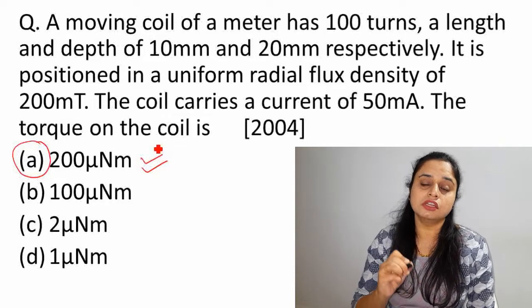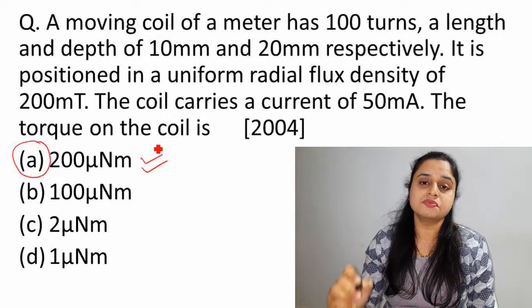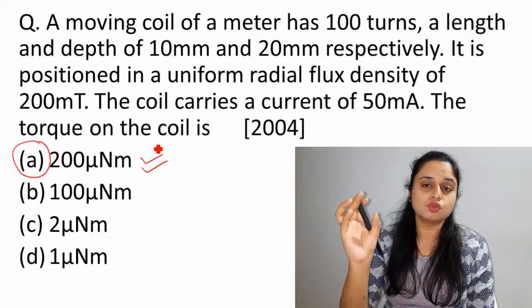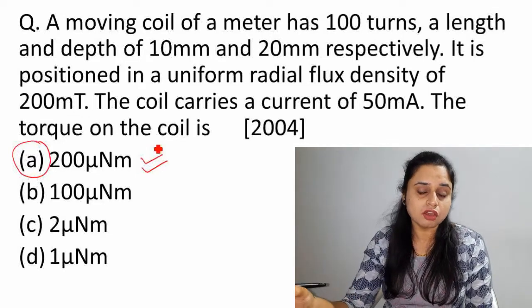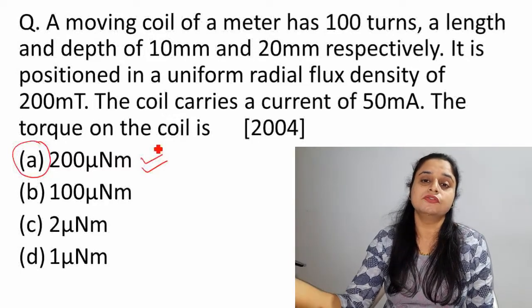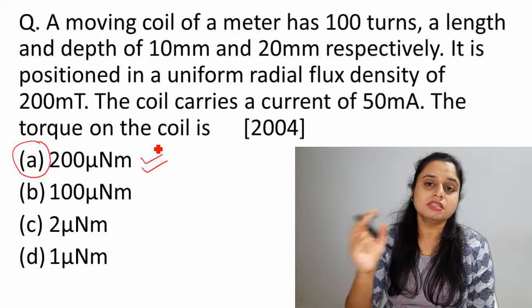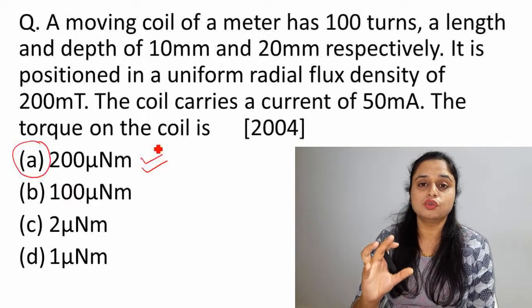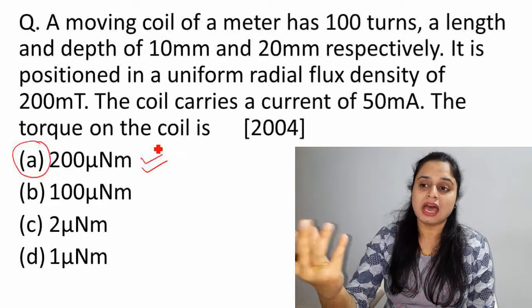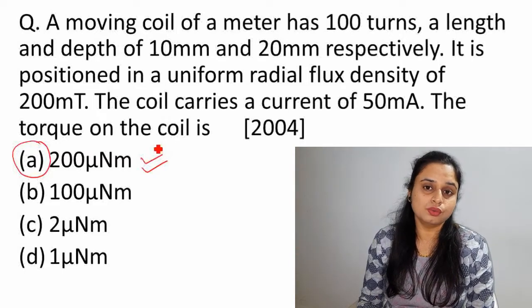So for finding the torque for the PMMC instrument, it is given as torque is equals to number of turns into the area of the coil into the current into the flux density. That is the formula for the torque to find out. And in this numerical, it is found out as 200 micronewton meters.